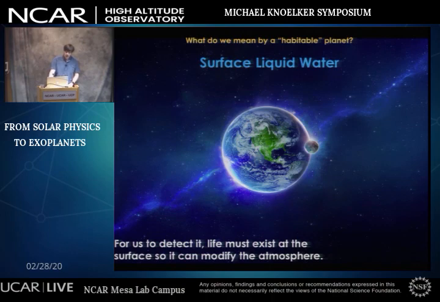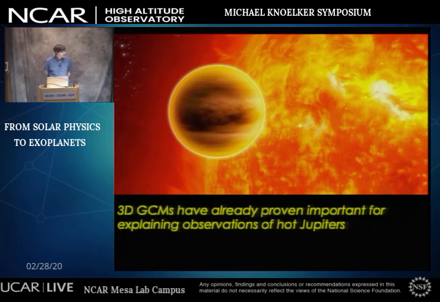So this was already shown yesterday, but I'm going to harp on it one more time. 3D GCMs have already proven important for explaining observations of hot Jupiters. So the regime of planets that we're best able to get good enough data on are the big ones and the hot ones that are close to their star, so hot Jupiters.